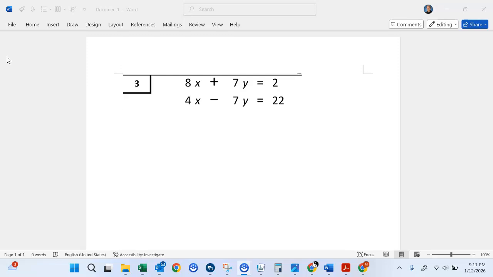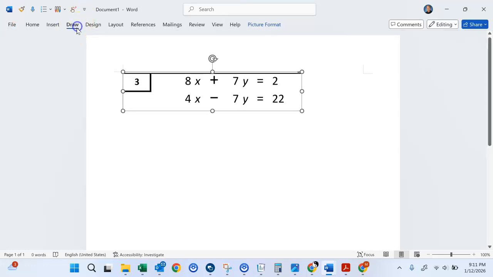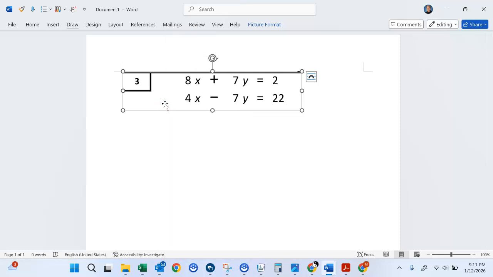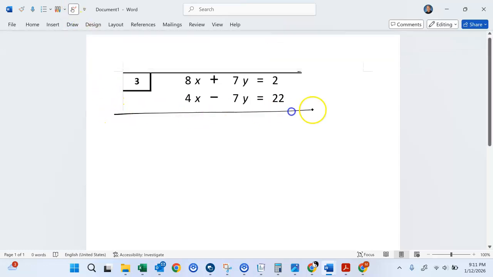Okay, so we get this equation here, and we're going to take this equation right here, and we're going to add these together. So we're going to, where's my pen? There it is. And take these and add them together.